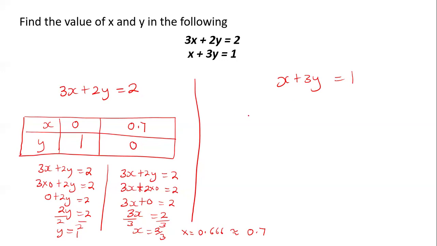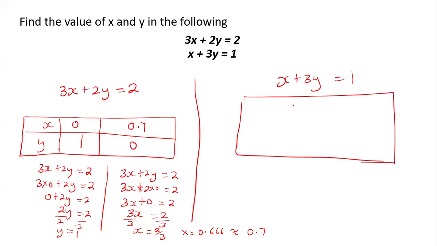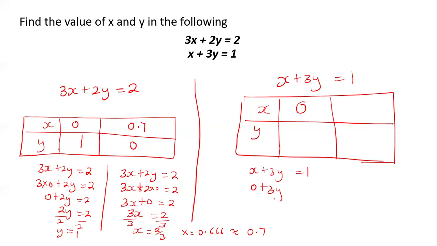Now after that, I go to the other part. You extract your coordinates. For the second part I'll have my x and my y. Still, I do the same. What happens when x is equal to 0? You say x plus 3y is equal to 1. Where there is x, put 0. So 0 plus 3y equals 1, so 3y equals 1. Divide by 3, divide by 3. So y is equal to 1 out of 3. Then you ask, what is 1 divided by 3? You find it is 0.3333, meaning you will approximate it as 0.3.